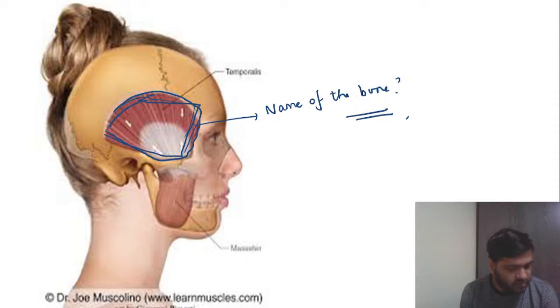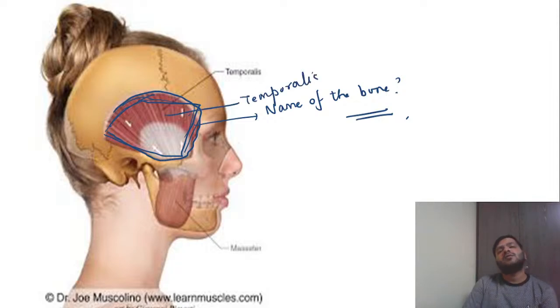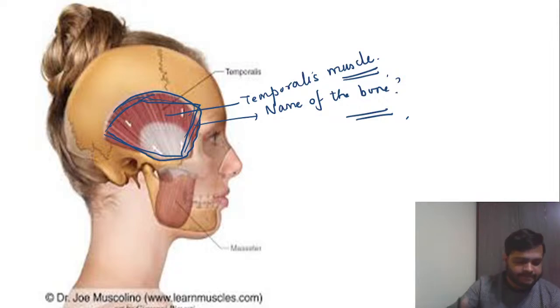Anushka, very good. Vaibhav, very good. Komal, very good. It is the temporal bone. Anshika, Shravani, yes, it is the temporal bone, guys. And over this bone, the muscle that is attached is known as the temporalis muscle. Temporal bone.